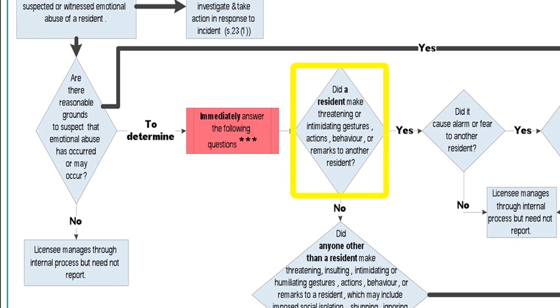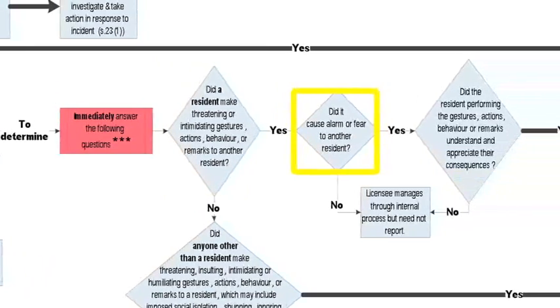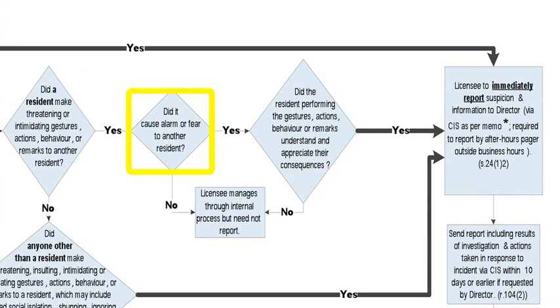This is what I call the whodunit column on all of the decision trees. Was it a resident who made threatening or intimidating gestures, actions, behavior, or remarks to another resident? If this is resident to resident, we're going to say in this case, yes, it was. But notice it doesn't say, well, then you report it immediately. Next question, next part of the definition: did it cause alarm or fear to another resident?